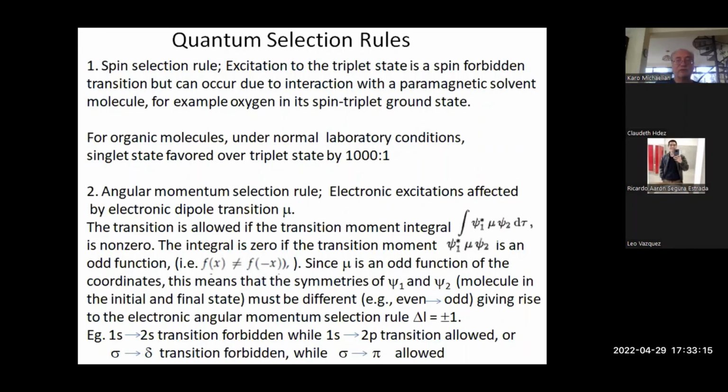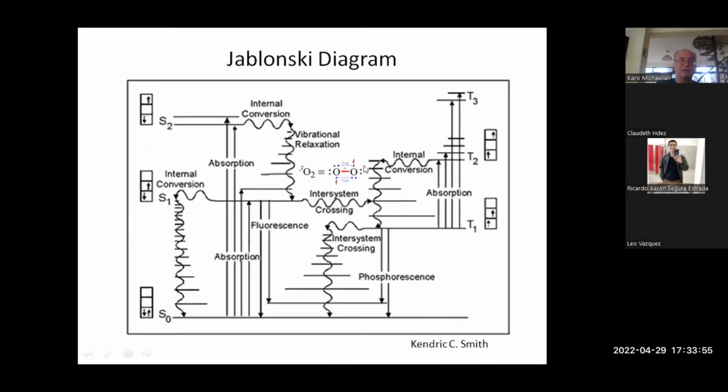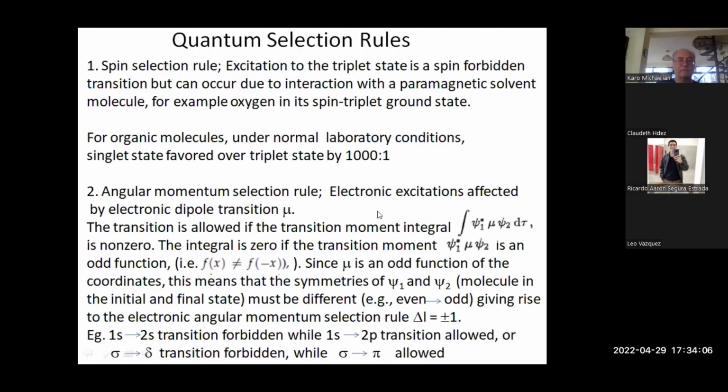Now, because we have quantum systems at this scale, we have to treat the system quantum mechanically. So we have what are known as quantum selection rules. The first one is the spin selection rule, that the excitation to the triplet state is spin forbidden, as I mentioned, because we're not conserving angular momentum. But it can occur due to the interaction with a paramagnetic solvent molecule, for example, oxygen, as I mentioned, in its spin triplet ground state. So again, this is referring to the possibility of going through intersystem crossing here by the molecule interacting with the oxygen molecule in its triplet state, and it can go to the triplet state. So it's basically forbidden, but it is allowed because of interaction with other molecules in the system.